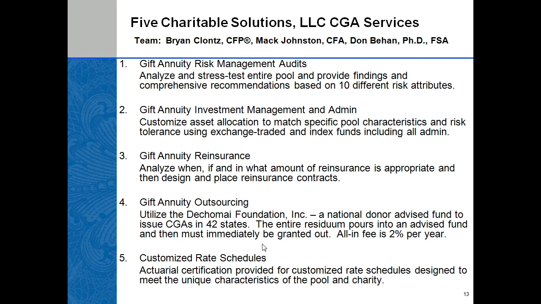And usually it's just, where's the big stuff that can hurt us? Let's figure out some way of collaring that, et cetera. Gift annuity outsourcing, as I mentioned, the Decamai Foundation works in 42 states for gift annuities.